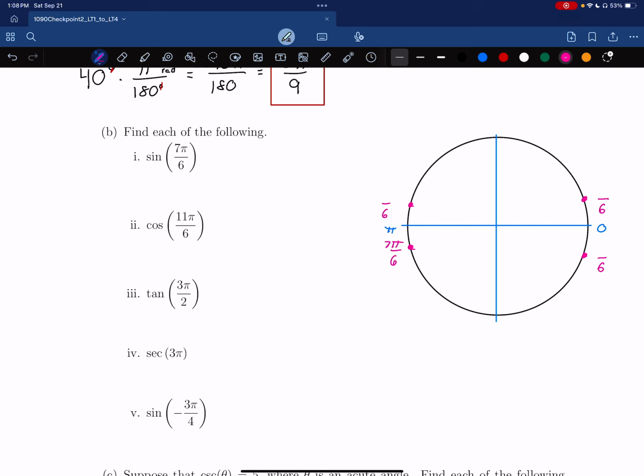And it's asking us for the sine of 7 pi over 6. And sine relates to the height, or the corresponding y value. And that will be -1/2. So this is equal to -1/2.